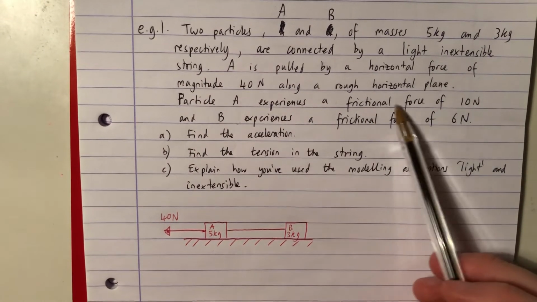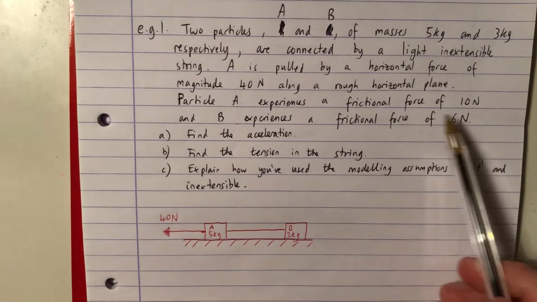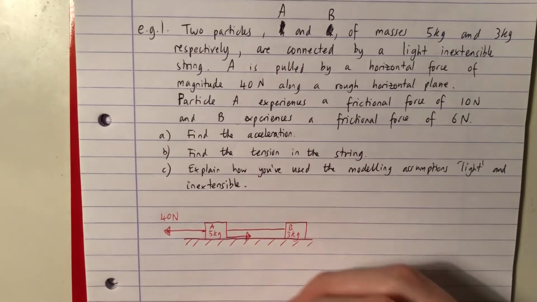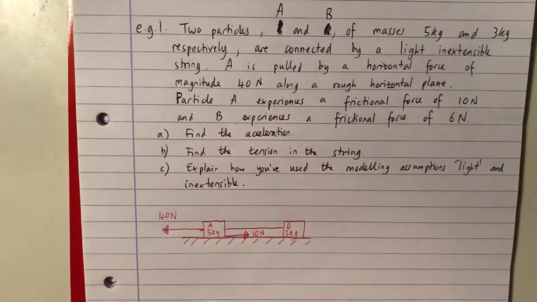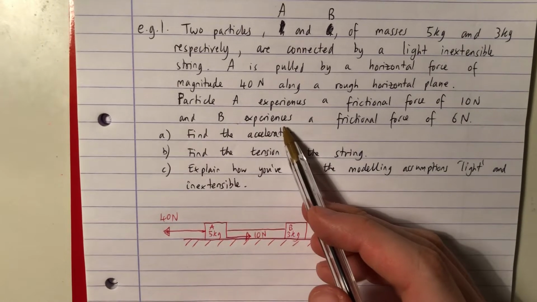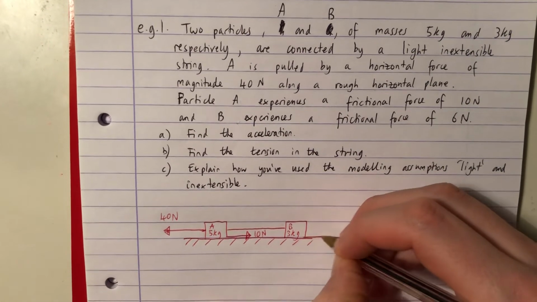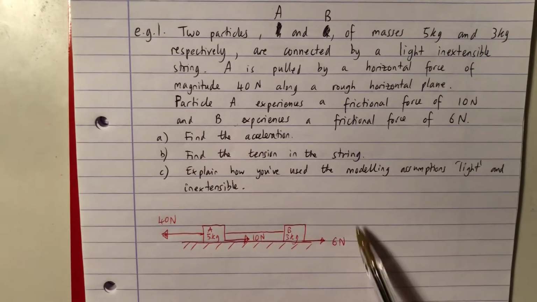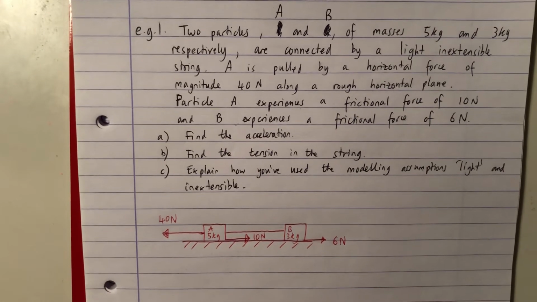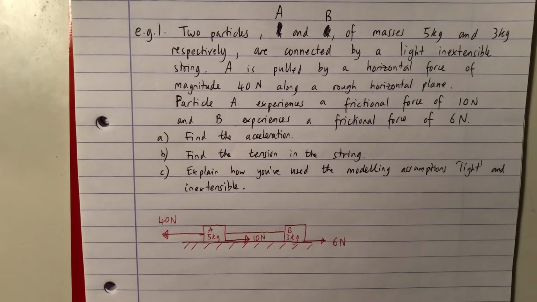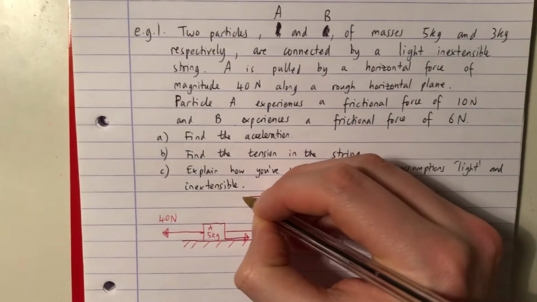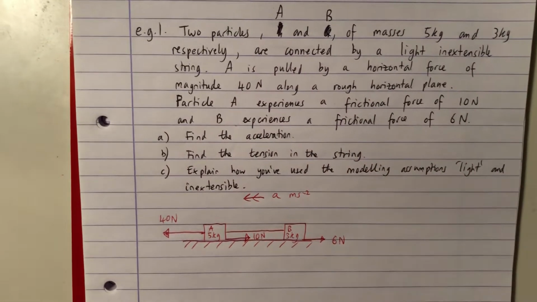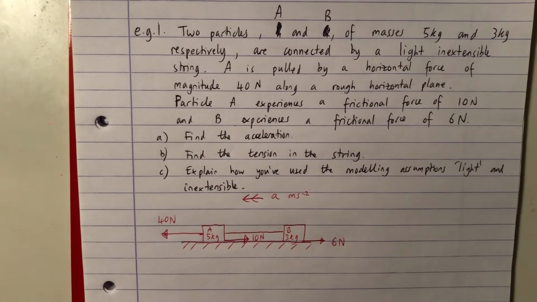Particle A experiences a frictional force of 10 newtons. So friction resists the motion. So there's 10 newtons going in that direction. And B experiences a frictional force of 6 newtons going in that direction. And they've asked us to find the acceleration of this system. So it should be pretty obvious that the acceleration is going to point in that direction.